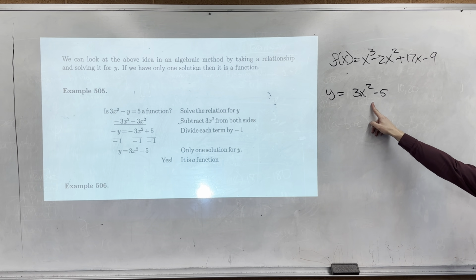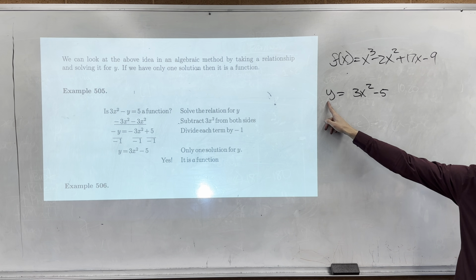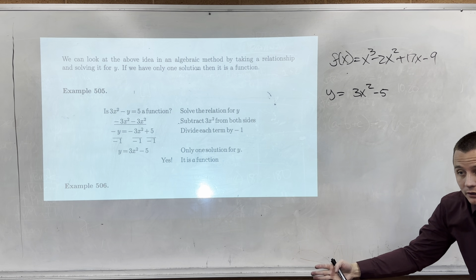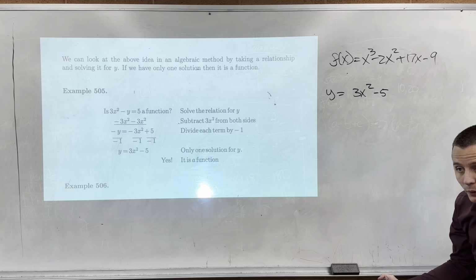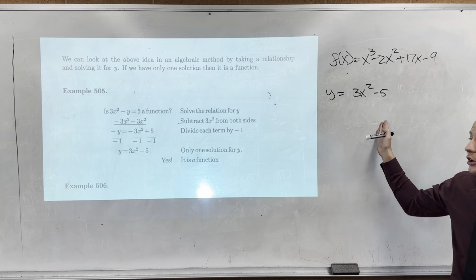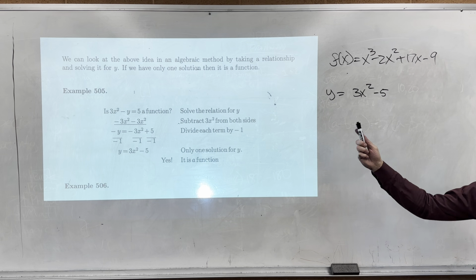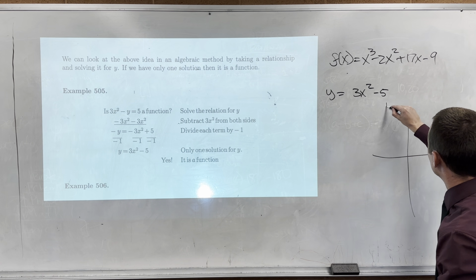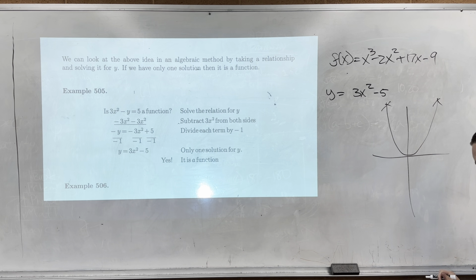Okay. Now, for each x you choose, we only get one y value. If you give me an x, x squared is just one number. 3 times x squared, just one number. Subtract 5 is just one number. For every x you choose, we're only getting one y value. This is, in fact, a function. And if you were to plot this thing out, it'd be some sort of parabola-looking thing. It would look something like this, and it would pass our vertical line test. Every x value would have one and only one y value.